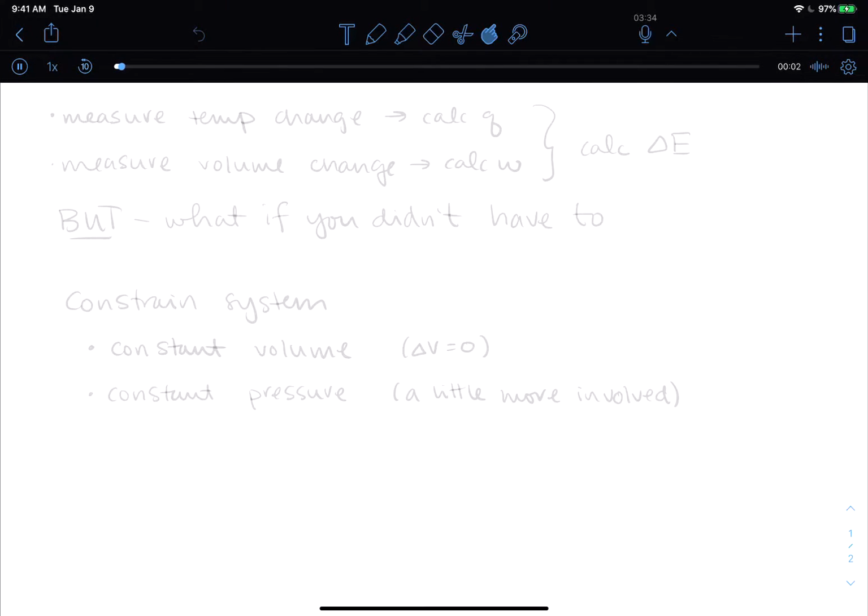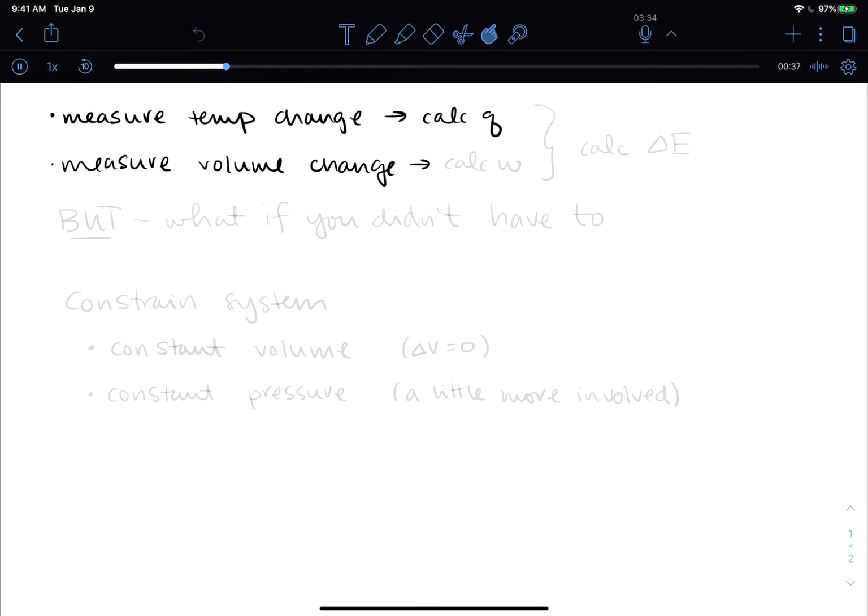All right, so you are now prepared to do a number of things related to thermochemistry for the reactions that you have. So you can measure a temperature change, and as long as you know the identity of the substances, you could calculate Q. You could measure a volume change and use that information to calculate W. And then combine these, right, to calculate your change in internal energy.